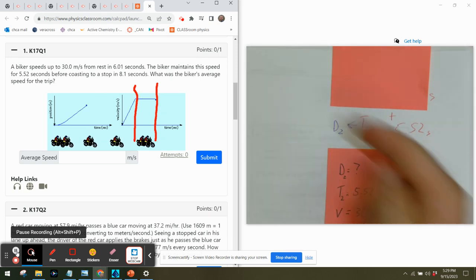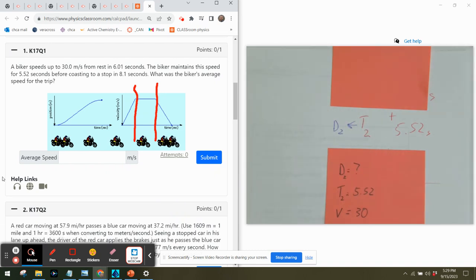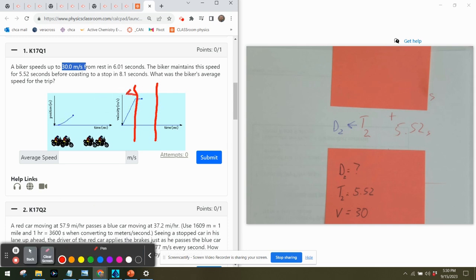So in this scenario, for distance 2, we go over, and if you look at the original question way over there, I don't know if I can highlight it here. It says you're doing this. Yeah, I can. 30 meters per second. That's from this area right here. You're doing 30 meters per second for 5.52 seconds. So that's where we get the velocity is 30. We have a time of 5.52.